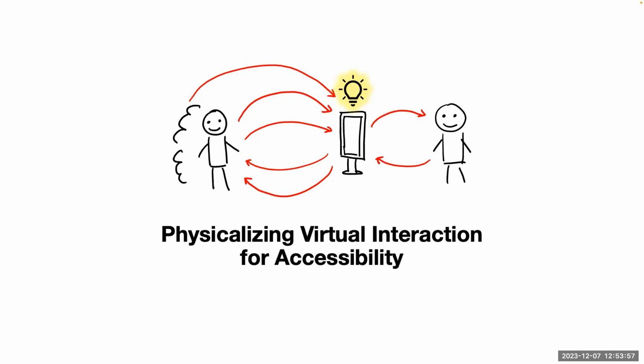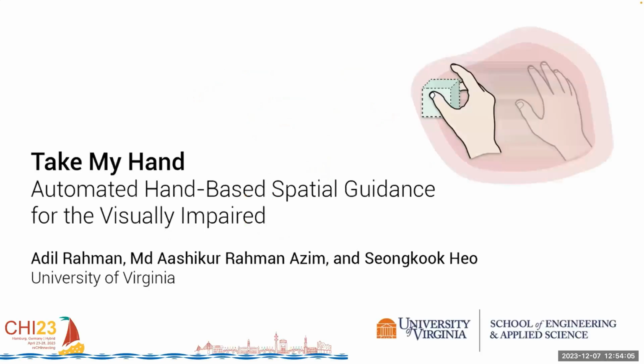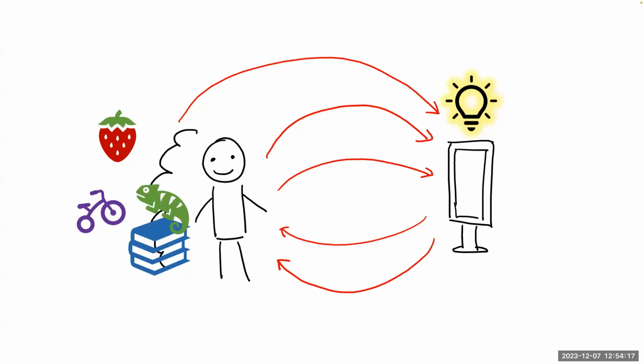And this is kind of the opposite direction. It is about physicalizing virtual interaction for accessibility. So this is also a paper that we presented at CHI this year. It is called Take My Hand. And Adil was the leader of this project, and Ashik was also a co-author of this work. And I'll show you that drawing again.